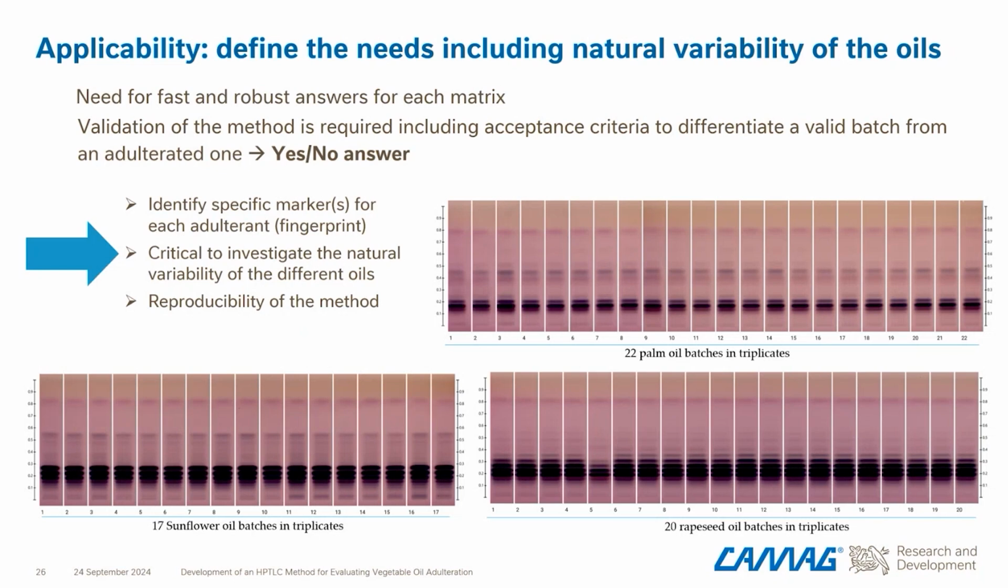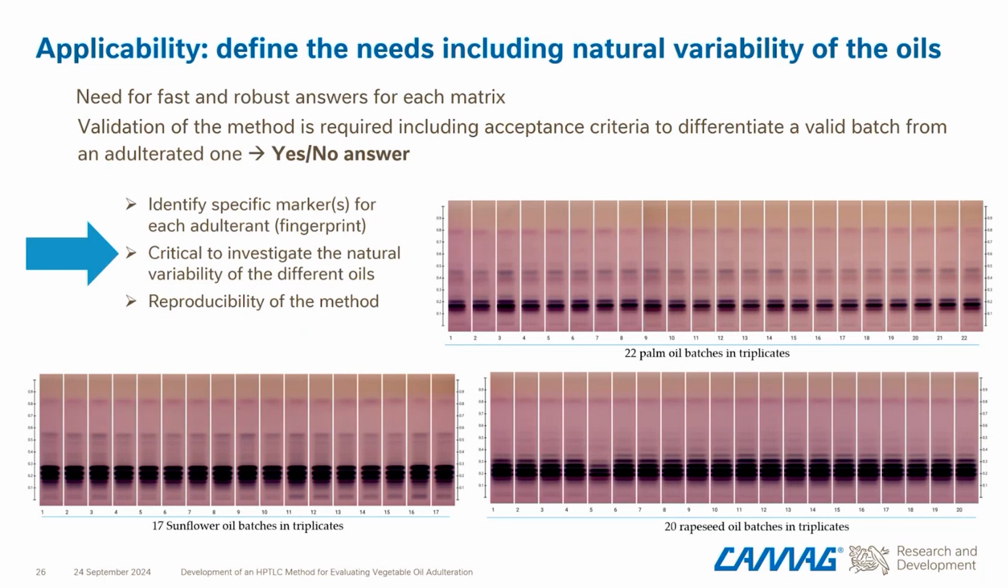So first, we have to identify the specific markers for each adulterant that will change the fingerprint of our oils. And it's critical to investigate the natural variability of the different oils, as it will impact the fingerprint. Then, of course, we have to check the reproducibility of the method to have robust data. So we did the exercise on 3 different oils.